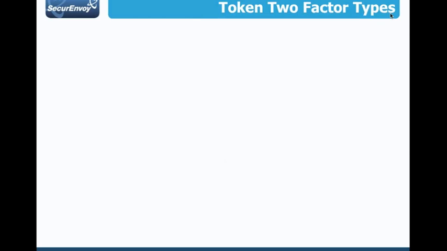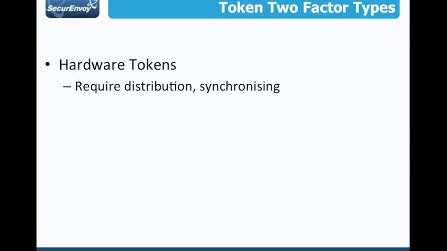So we get to the point now where we're pretty much understanding what two-factor actually is. So we're going to look at what the types are in the marketplace today. Now we have what we call the traditional hardware tokens. Again, great technology. However, they're two decades old, so it's nothing new.